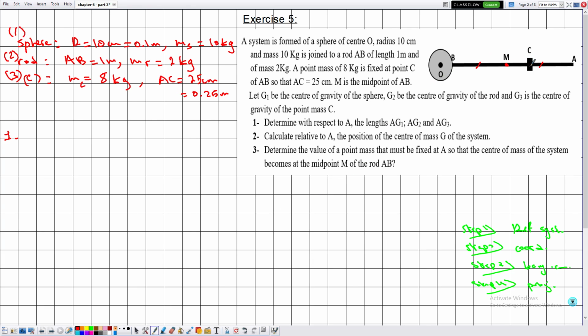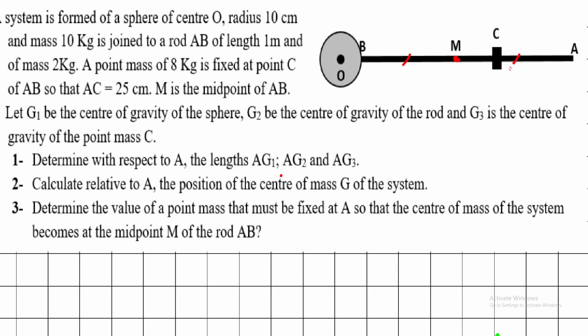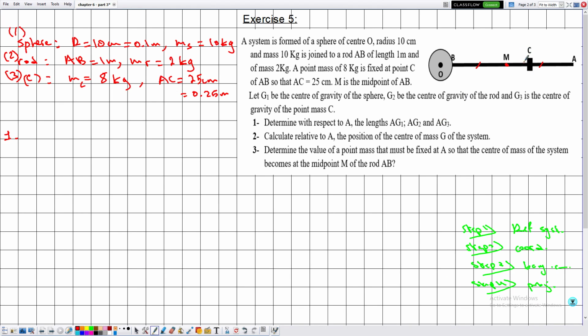Now in number 1, they are telling me to determine with respect to A the lengths AG1, AG2, AG3. So let's label the coordinates G1, G2, G3. So this is the sphere, this is the center of the sphere. Now because the rod is a homogeneous rod, the center of gravity is at the center. So the sphere is G1. This is G2. And this is G3.